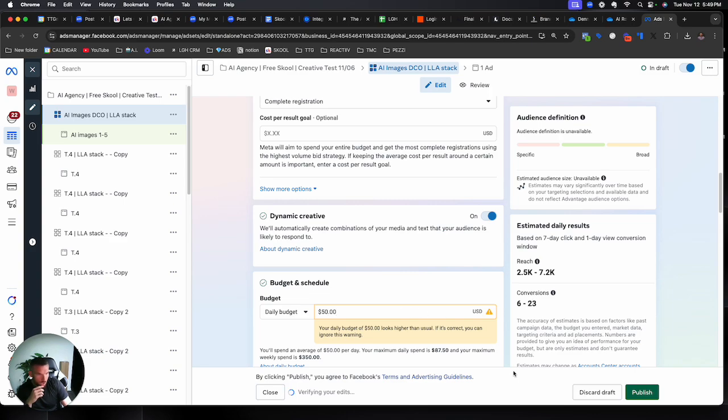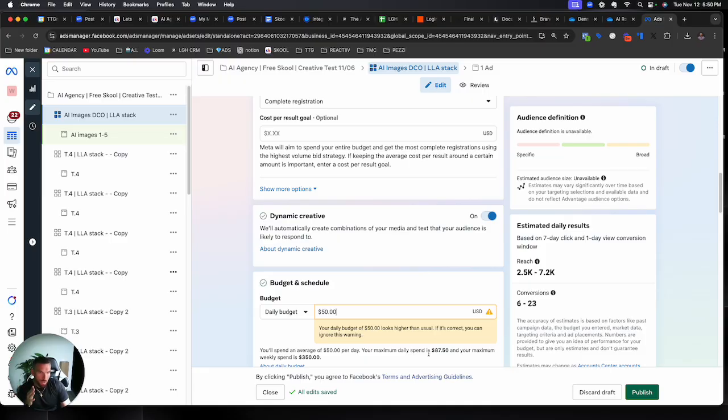You want to make sure that whenever you do a dynamic creative, since it's multiple different images in one ad, that you don't give too little budget to it, because you have to keep in mind that Facebook has to distribute whatever budget you give it across however many ads are in the dynamic creative. So I usually do a rule of like, $5 to $10 per image that we're testing.